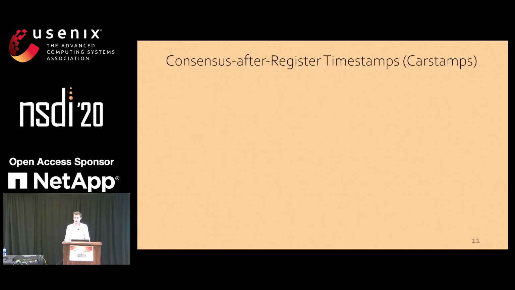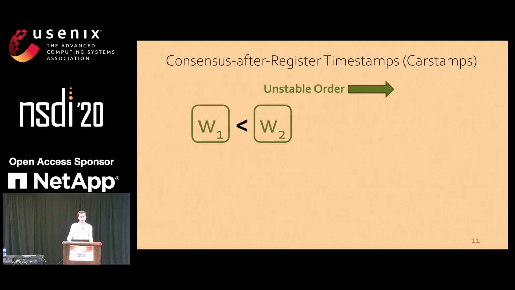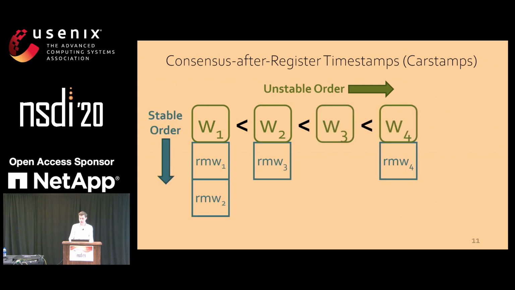Our answer to this question is with a new ordering mechanism that we call consensus after register timestamps, or Carstamps. To maintain the favorable tail latency of shared registers, Carstamps order write operations with an unstable order. Read-modify-write operations are stably ordered with respect to their base. We call this ordering mechanism consensus after registers because read-modify-writes, which require consensus for proper ordering, are ordered with respect to the shared register ordering of writes, and not the other way around.